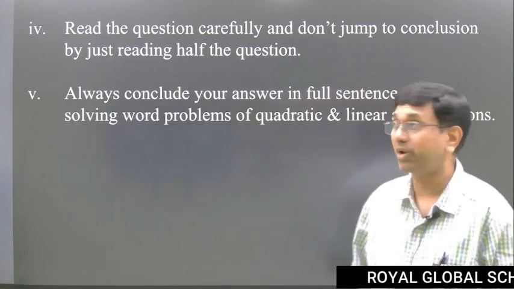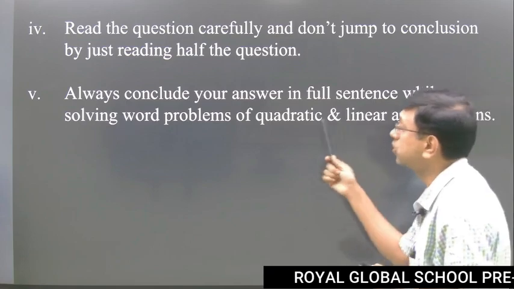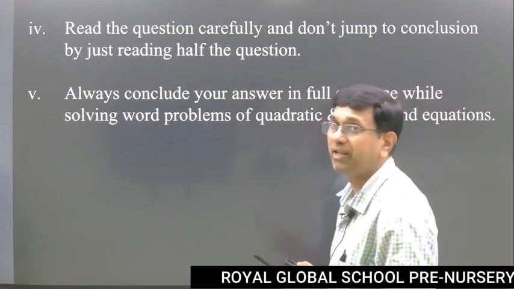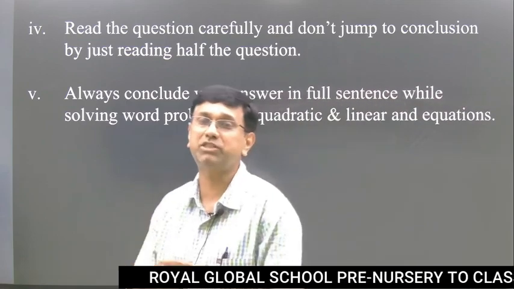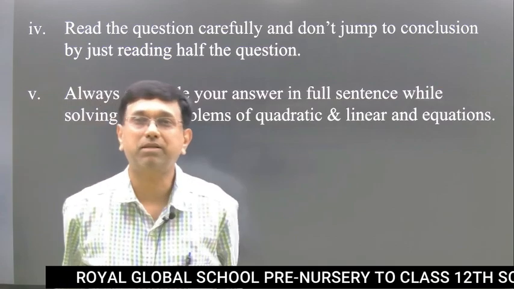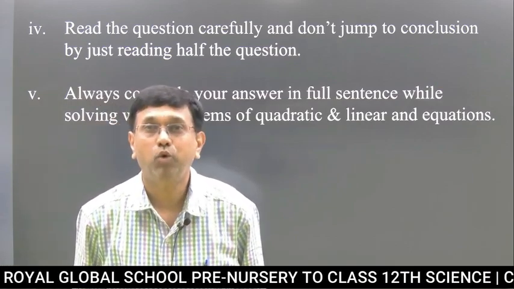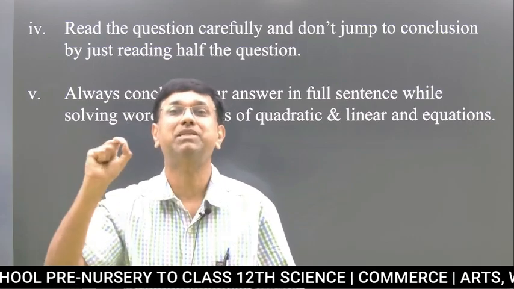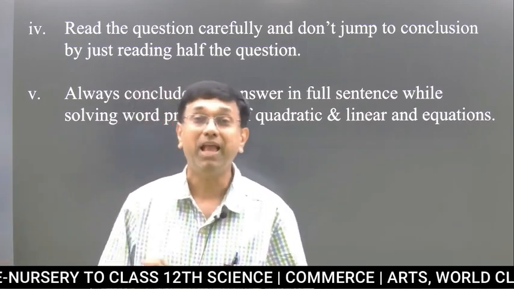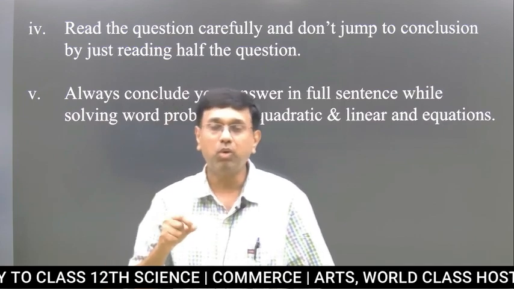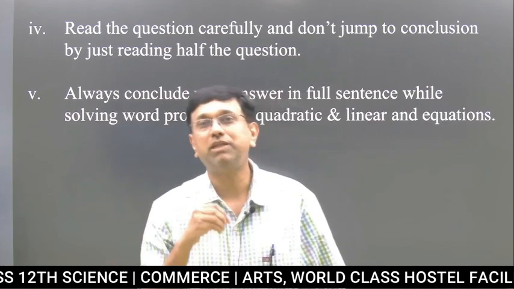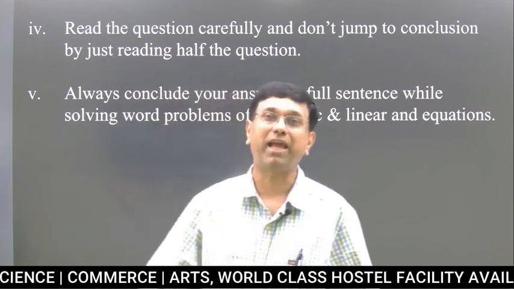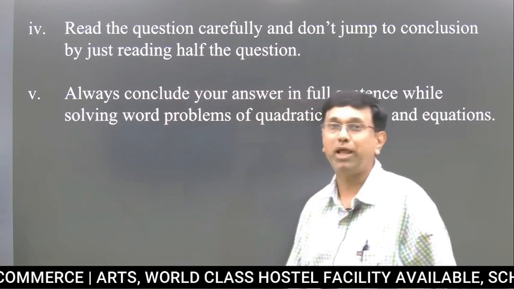Always conclude your answer in a full sentence while solving word problems of quadratic and linear equations. I have seen students taking "let present age be x." What x? Aloo, gobi, what? Potatoes? No. Let present age be x years, right? And when you find x, conclude the present age of father or son is 25 years. So don't leave it as x and y. Conclude. That will help.